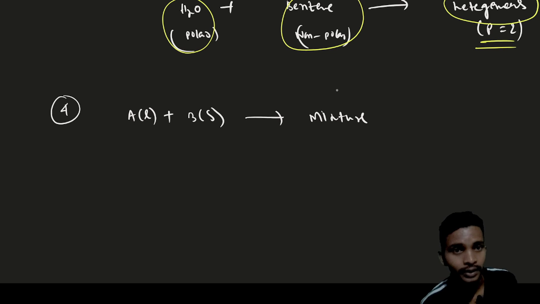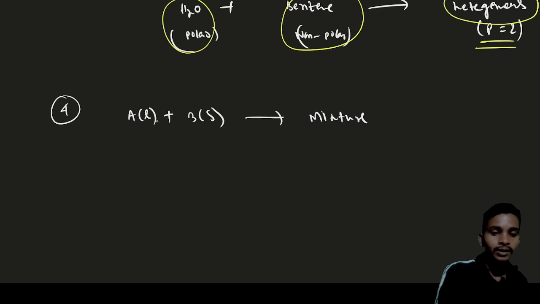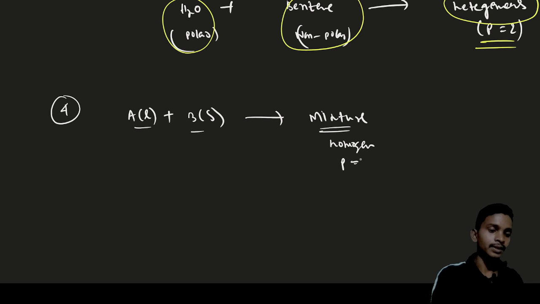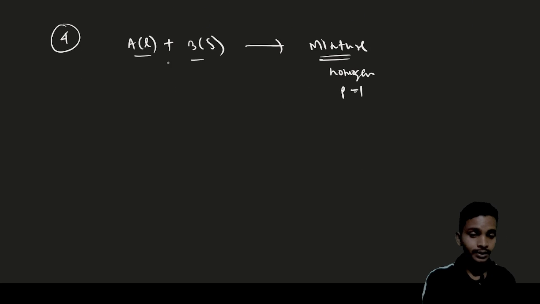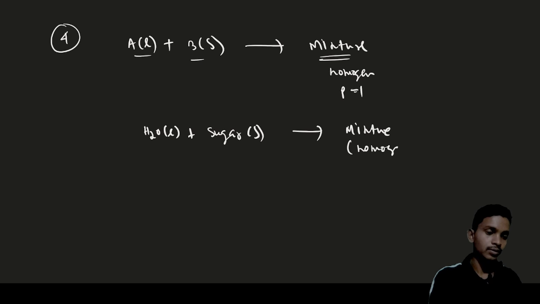So if you add one solid and one liquid, then the mixture may be homogeneous or not. Same case: if it is homogeneous, then phase equal to 1. For example, let's say I am taking water, that is a liquid, and sugar, that is a solid. If you add it, sugar is completely dissolved in water, so the mixture is homogeneous. So phase equal to 1.